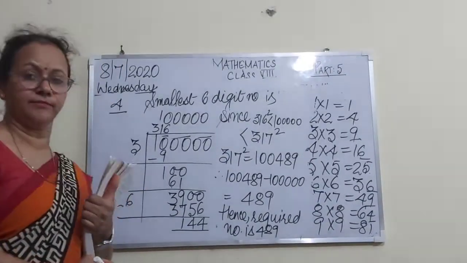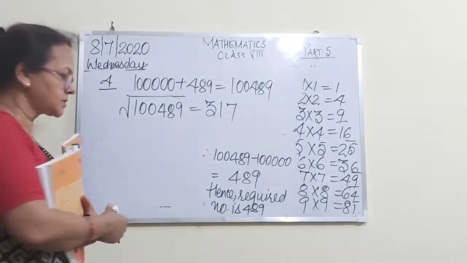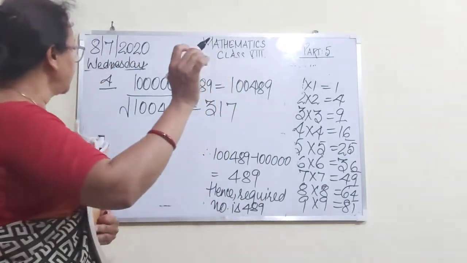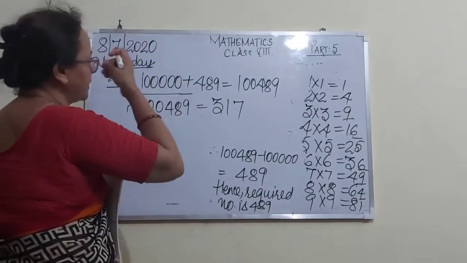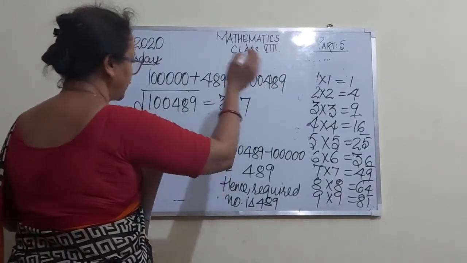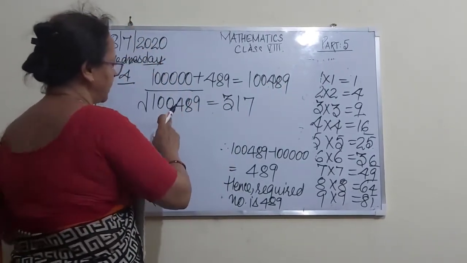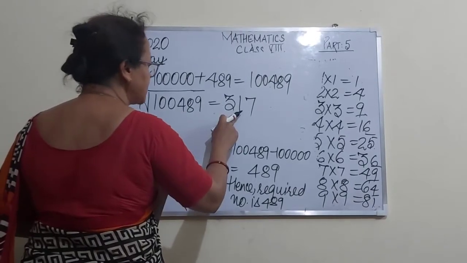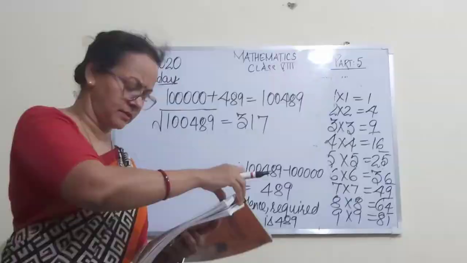Let's see. Student, the required number we got. Now we add 489 to 1 lakh. What are we getting? 100489. And now we have to find its square root. What is it? 317. Okay.